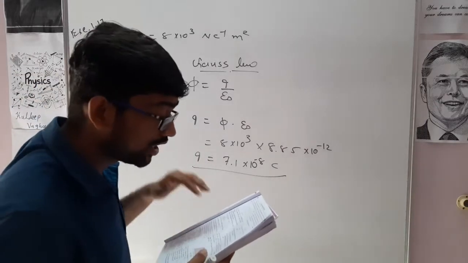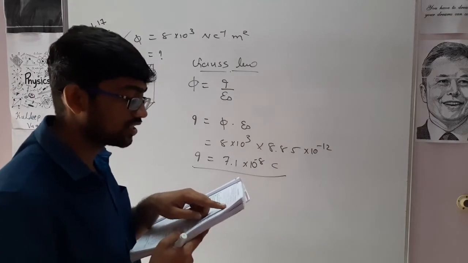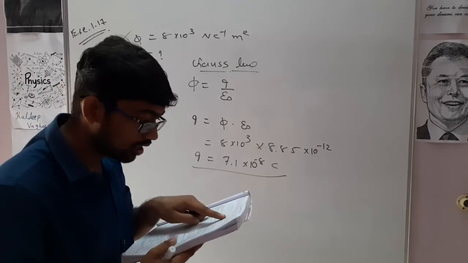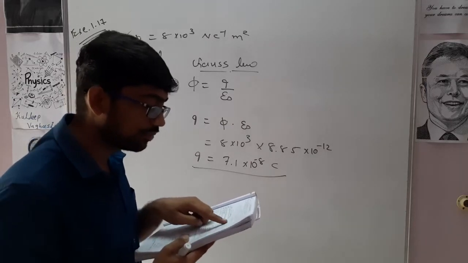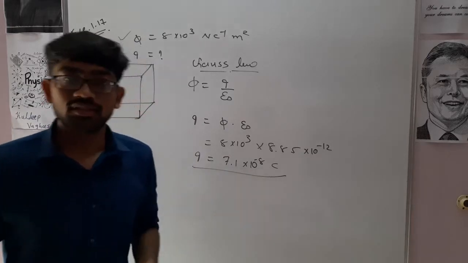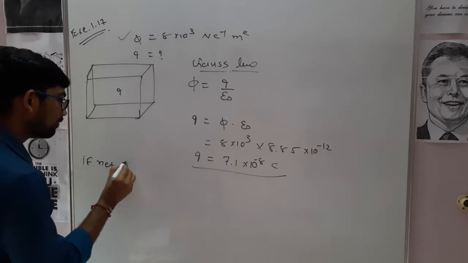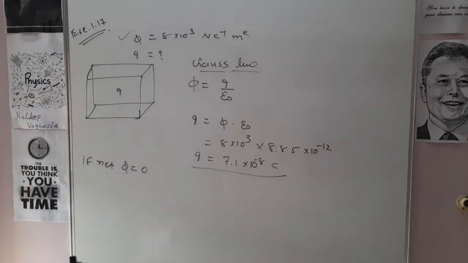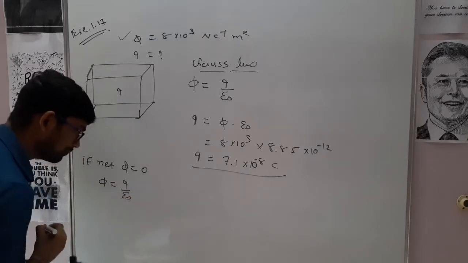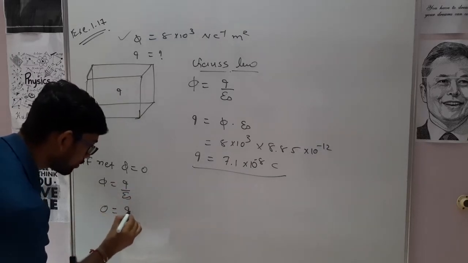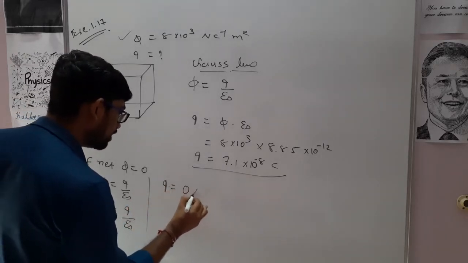That is, if the net outward flux through the surface of the box were 0, then could you conclude that there is no charge inside the box? Why and how not? See, if net flux is 0, then according to Gauss theorem phi is equal to q by epsilon naught. Flux is 0, then 0 is equal to q by epsilon naught. So q is equal to 0 into epsilon naught.